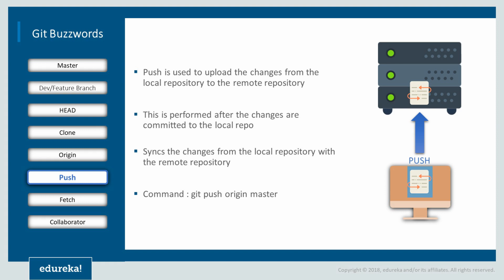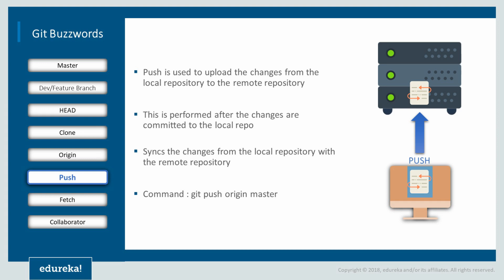For example, if I have modified a file, or if I have added a new file, the next thing I'll do is move it to the staging area using git add. Once that is done, I will commit it. Once it is committed, this commit will only reside in the local repository. To make it to the remote, I'll have to push those changes. So the command git push will come into the picture.